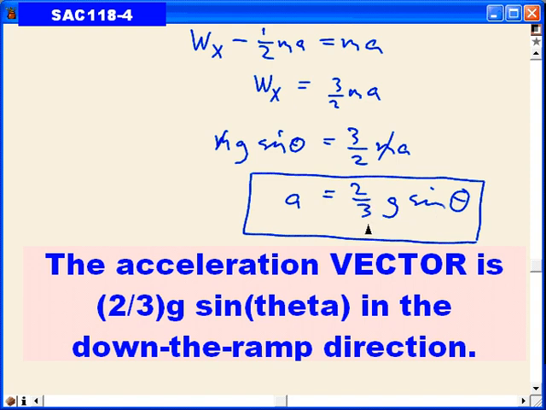If it was a block that was sliding as opposed to a disk, sliding without friction as opposed to this disk that's rolling without sliding, we'd have full g sine theta here, you might remember from other problems. So this one, the acceleration is smaller. Makes sense from energy considerations that we've discussed earlier as well.